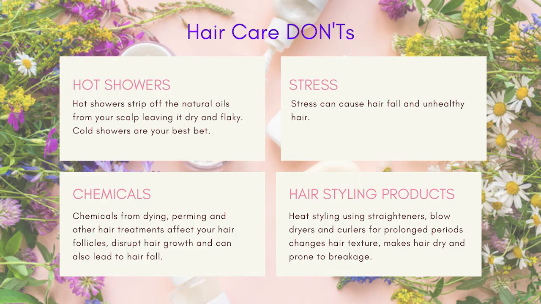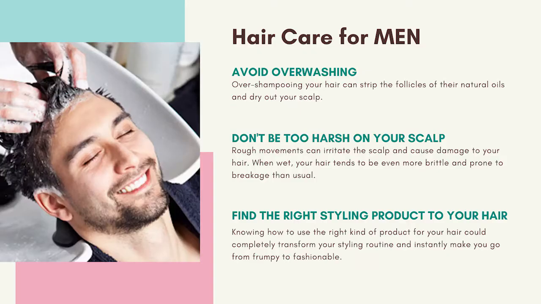Then we have styling products, and heat styling using straighteners, the so-called hair iron, blow dryers, and curlers. Used for prolonged periods of time, they can change the texture of our hair, making it dry and very prone to breakage. We also have hair care for men. We have to avoid overwashing. Over-shampooing your hair can strip the follicles of their natural oils and dry out your scalp.